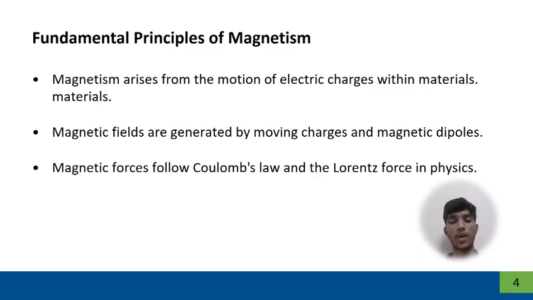Fundamental principles of magnetism. Magnetism comes from the movement of electric charges inside materials. A magnetic field is generated whenever charges move. In physics, magnetic forces follow rules such as Coulomb's law and the Lorentz law. These laws explain how magnets attract, repel, and interact with moving charges. Using these forces, engineers can design systems where magnetic force can balance gravity.